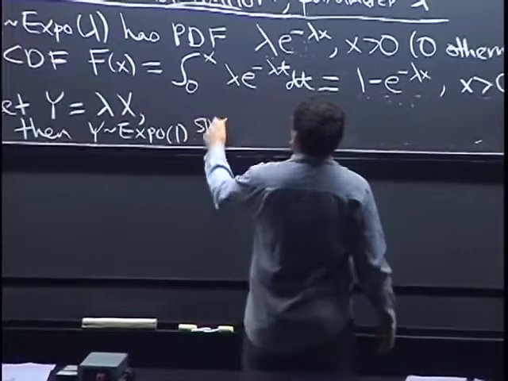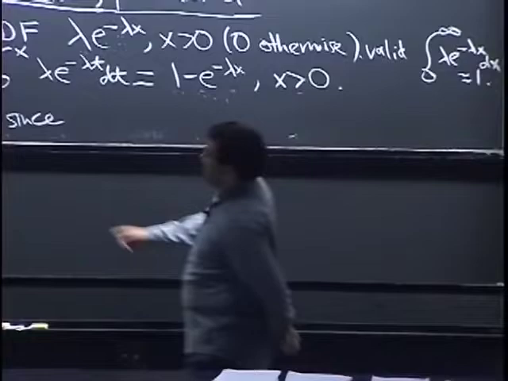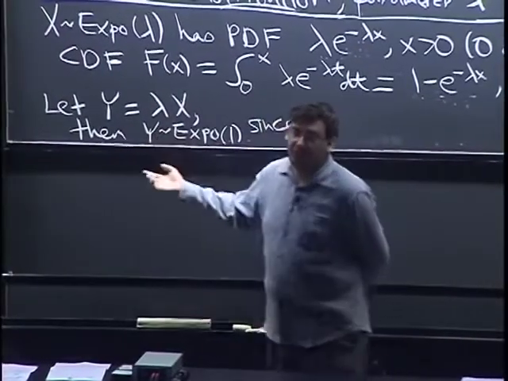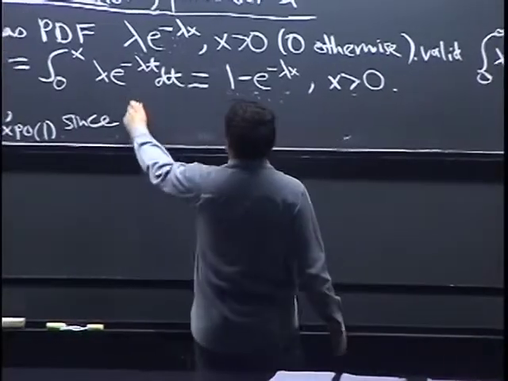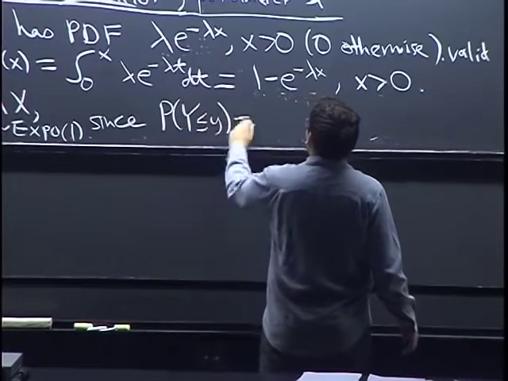So let's just do a quick calculation to show that that's true. Because once we have this relationship, then a lot of the time we can just work with exponential of 1 and then stick in the lambda when we need it. So let's just compute the CDF of Y, the probability that Y is less than or equal to little y.